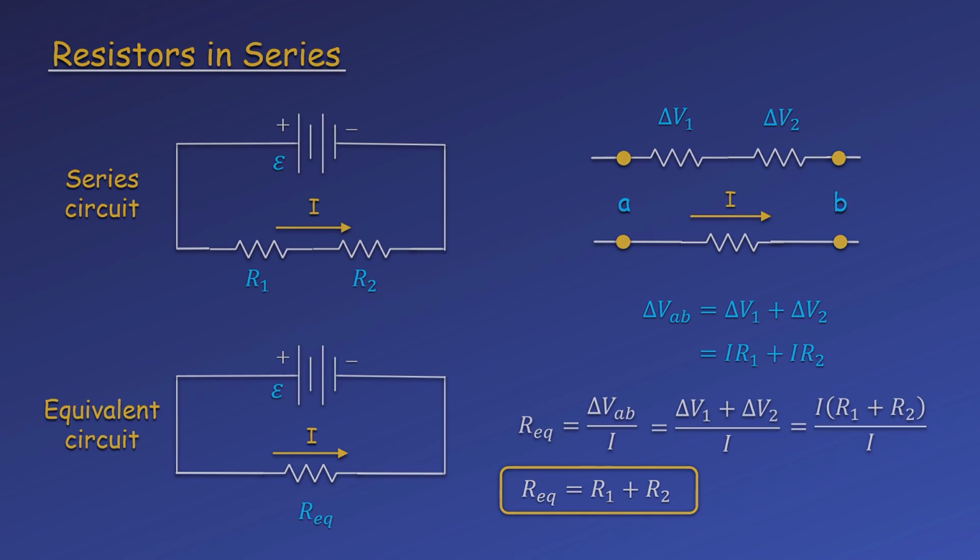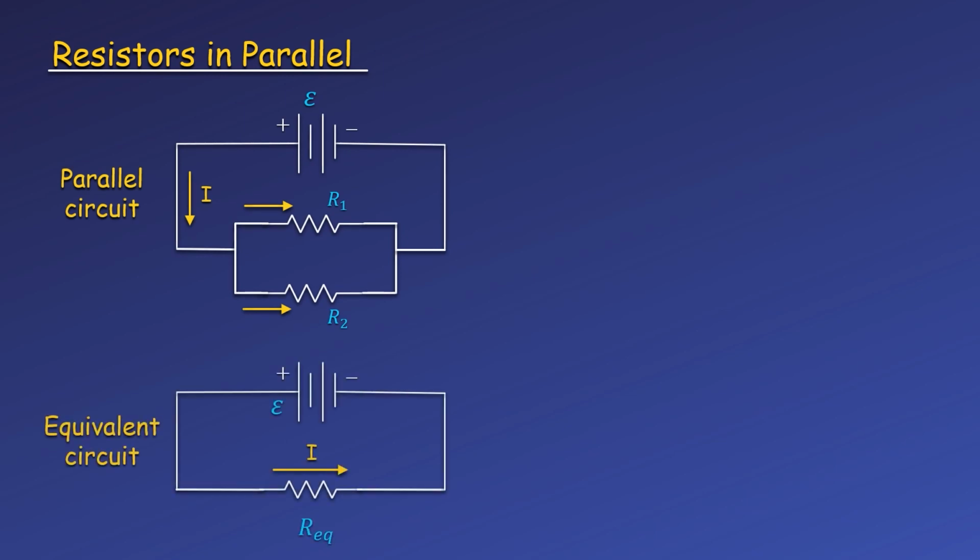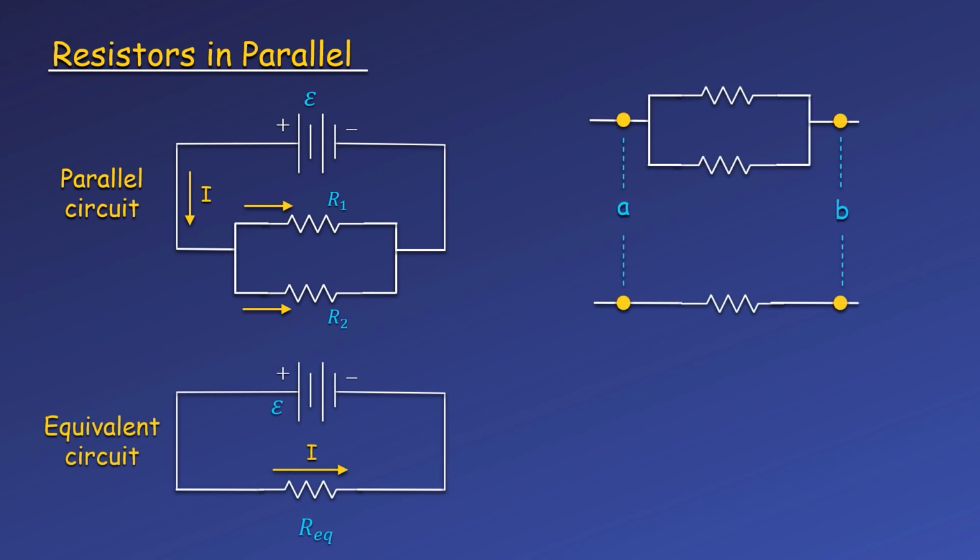Now we'll look at resistors in parallel. This means current may pass through one resistor or the other. The current will split at a junction where some of it passes through the top resistor and the rest passes through the bottom resistor. Again, we'll compare this to an equivalent circuit where we've replaced the resistors in parallel with a single equivalent resistor. If we again label points A and B on either side, we see there are two paths from A to B.